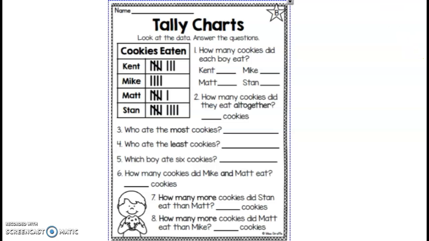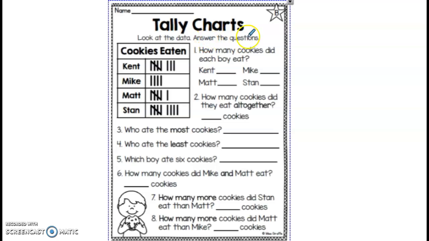It says tally charts. Look at the data and answer the questions. So this is the data right here. Cookies eaten. Kent ate 5, 6, 7, 8 cookies. Mike ate 1, 2, 3, 4. Matt ate 5, 6, and Stan had 5, 6, 7, 8, 9.